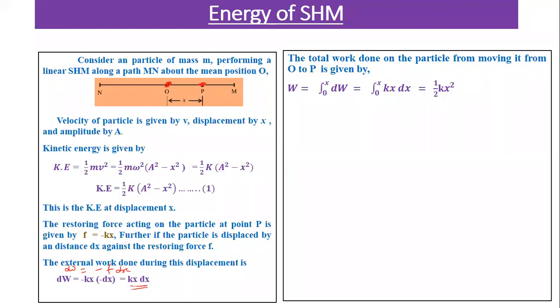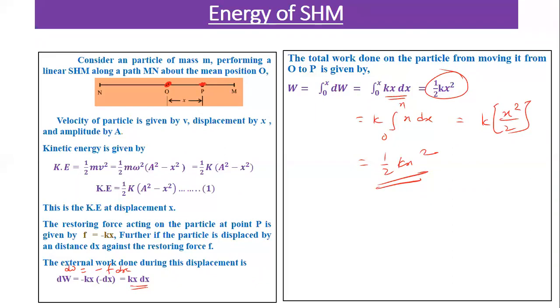So here it is kx dx. k is a constant taken outside. So we get k integration x dx. Integration x dx is how much? x square by 2. After substituting this limit, we get x square by 2. So 1 by 2 kx square we get. So it is written here.